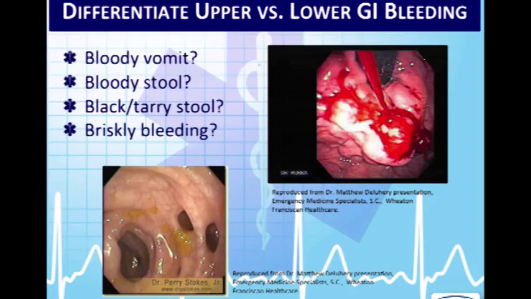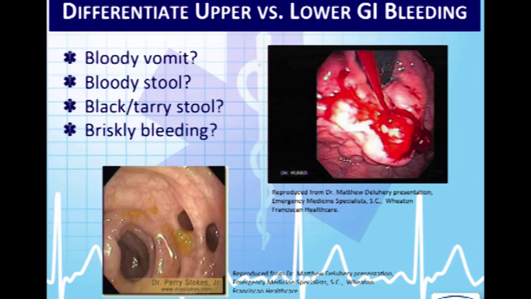And so we ask patients, or if the patients can't talk, we're going to ask the paramedics, were they vomiting blood, making me think it's more of an upper GI problem? Was it black or tarry stools, which would mean that the bleeding is probably in the upper part, and by the time it gets all the way to the rectum, that it's already black and dark. So black stools or tarry stools are more of an upper GI problem. Or is it actually bright red blood that's coming from the rectum?